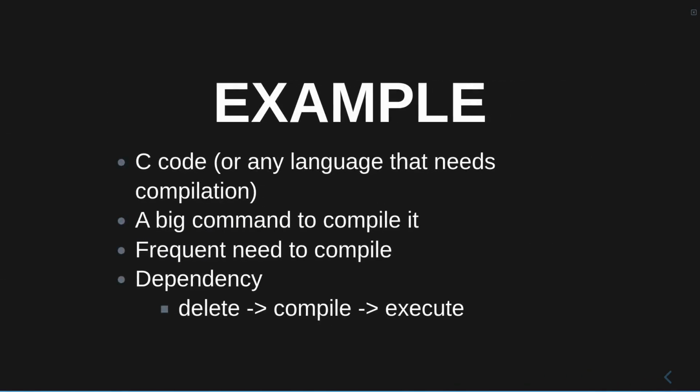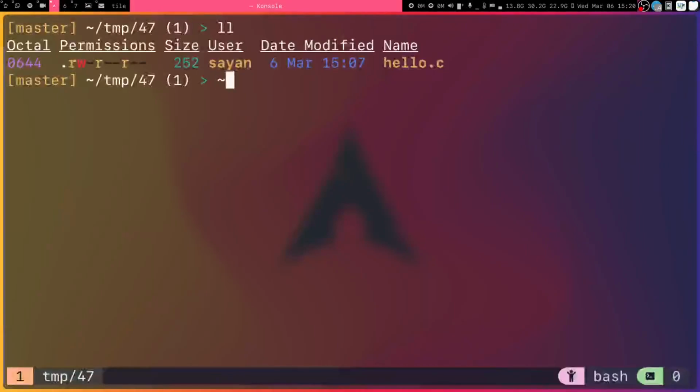So let's see a short example of how Make works and how Make can be used to do repeated compilation of a C code. So assume you have some C code or any other language that needs compilation, and you have a big command to compile it, and you need to frequently compile it because you're working on the code and want to frequently see if your change in code has some change in the output. And you also have to do some dependency management. So you have to first delete the file, then you have to compile the file, and then you have to execute the compiled binary also. So let's see how we can do this.